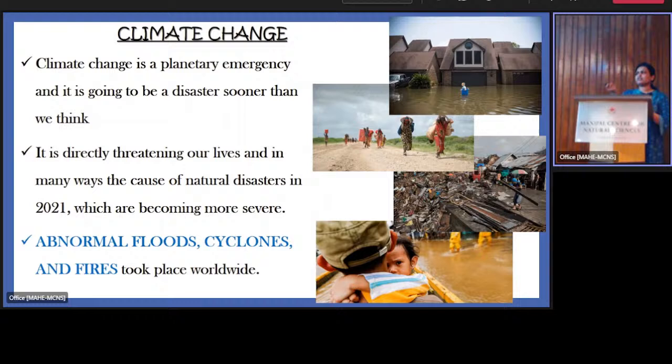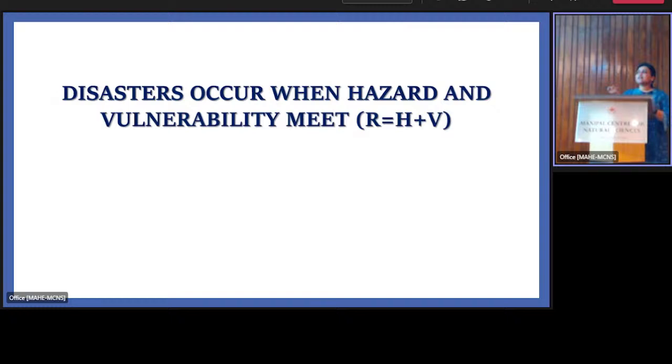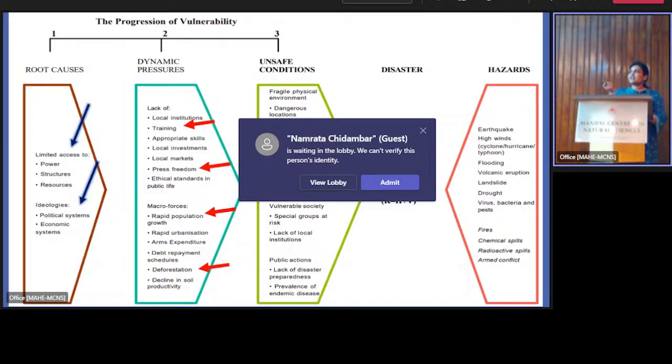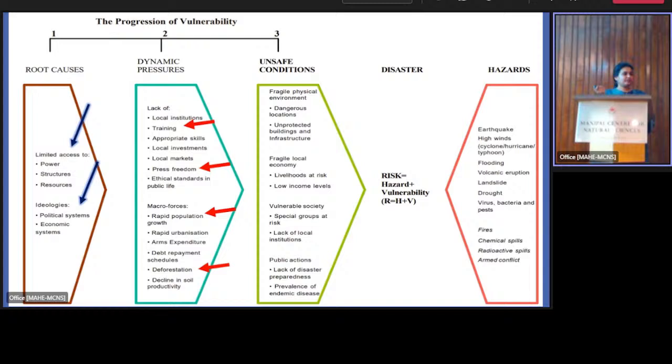Disaster occurs when hazards meet vulnerability. We are vulnerable, we know that. The root causes are limited access to power structures and resources, and ideologies like the political system and economic system. We have dynamic pressures like lack of training, press freedom, rapid population growth, and deforestation. And lastly, a fragile local economy.